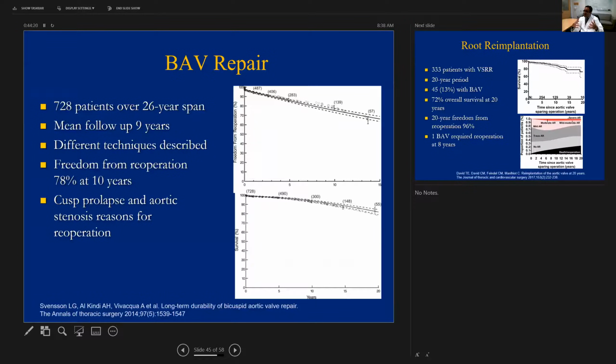I'll go through some of the centers that have actually done these repairs and what their outcomes look like, some of the big centers, and where do we go from here, just to kind of finish up.